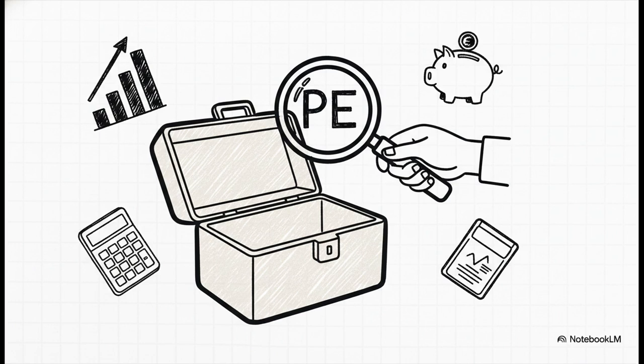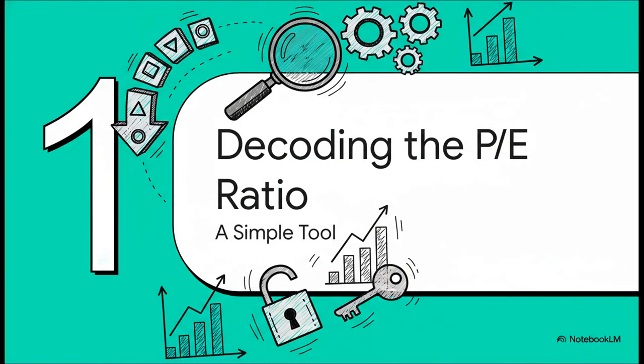So, how do they solve it? Well, investors have a go-to tool for this exact situation. It's called the PE ratio, and it's designed to give a quick, simple answer to that big question. How much are you paying for a company's profits? Okay, so let's decode this thing. We're going to break the ratio down piece by piece and see exactly how it works. It's simpler than you think.